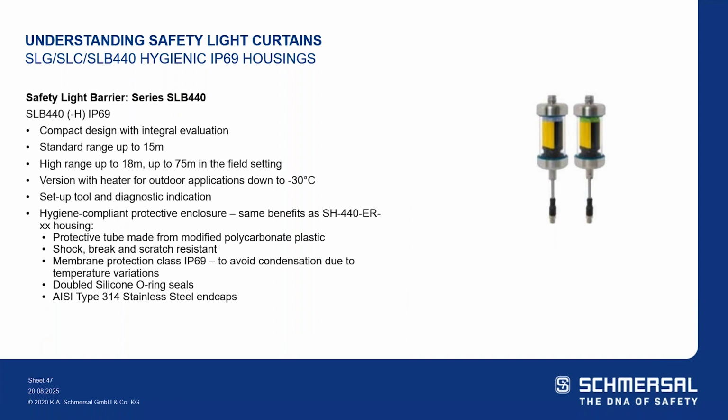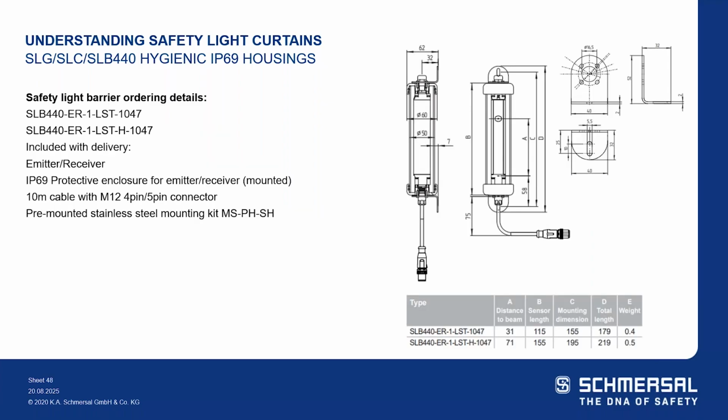And the little light barriers are also available in an IP69 housing. So giving you the same benefits as the stainless steel SH440 ER housing on the 440 series of light curtains and grids. So again, we are going to offer that on the SLB 440 series, a single light beam or safety light barrier series. And so there is a suffix for that.